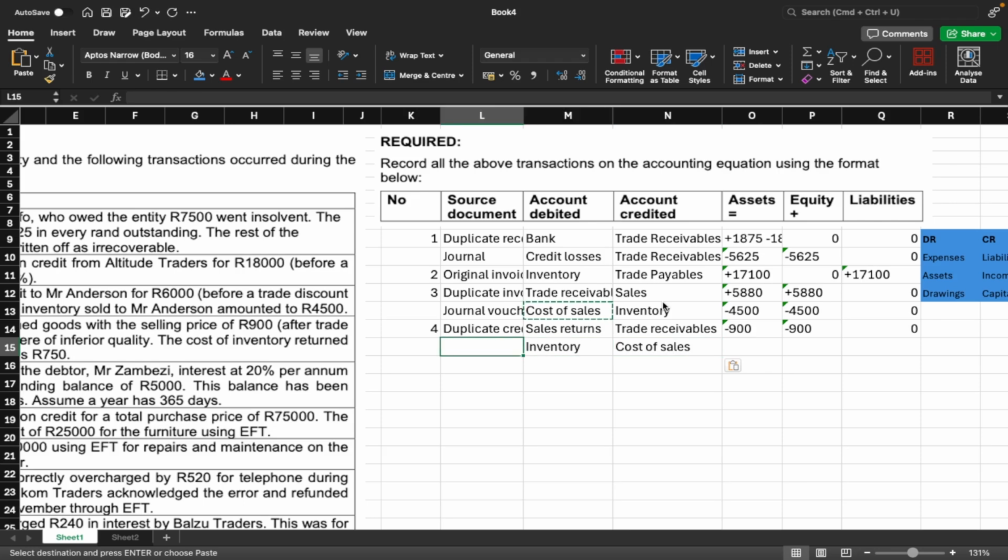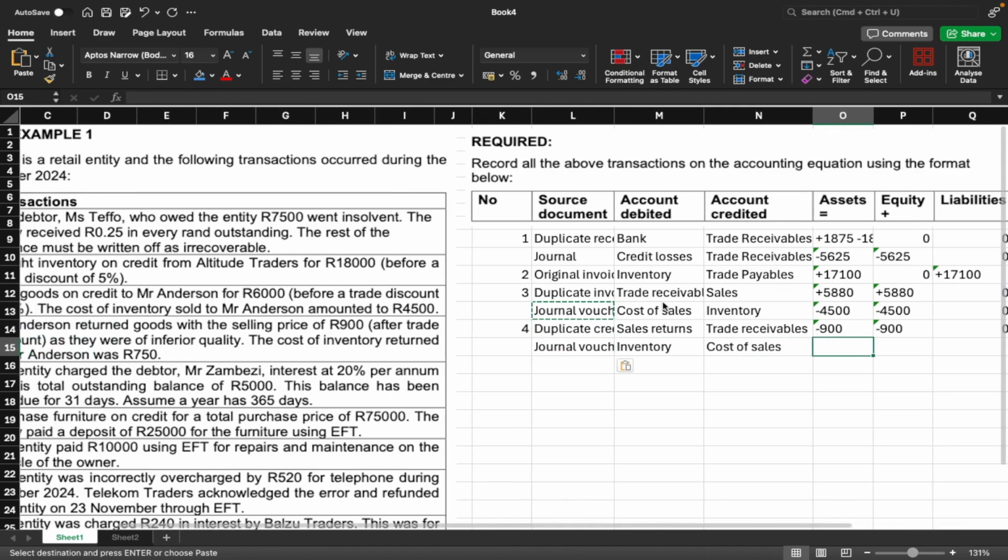And what are we going to call this? Remember, this is an internal entry that we are making once again, so we're going to call it journal voucher, as we did when we were recording the debit of the cost of sale and the credit to the inventory. So we're going to put journal voucher here. And what is the amount? What did we record as the value of our inventory and cost of sales?